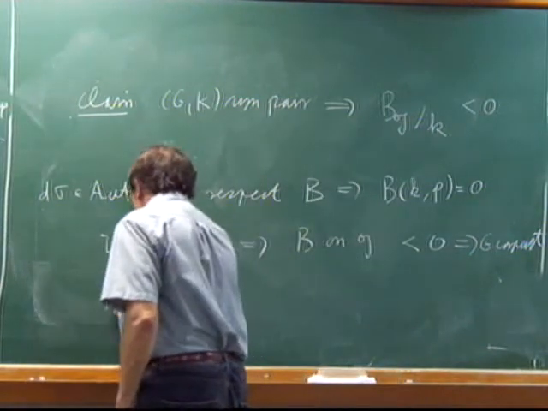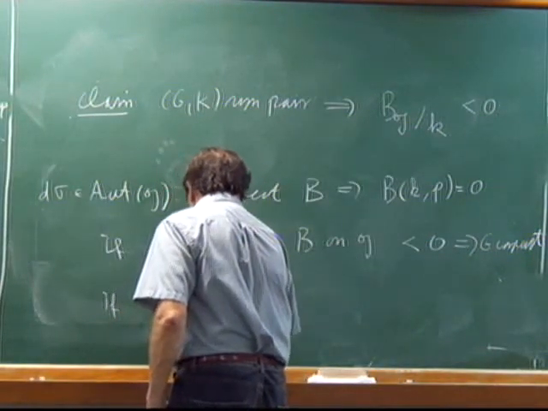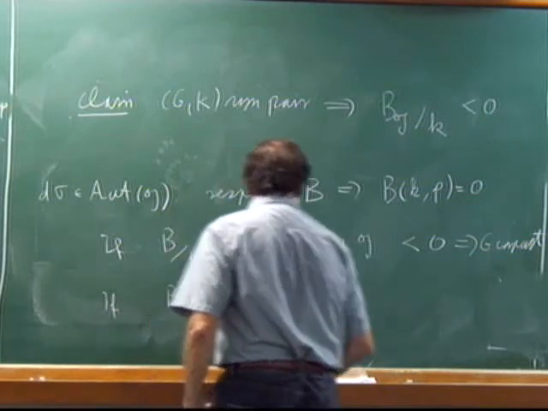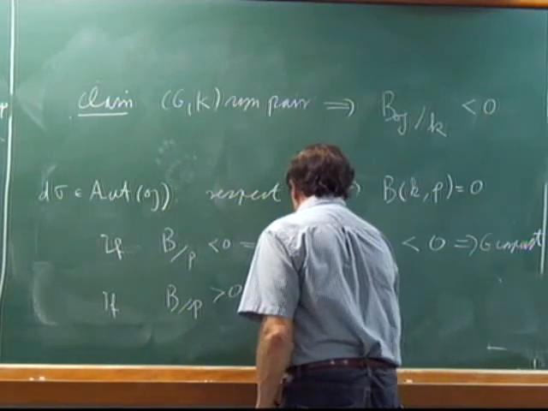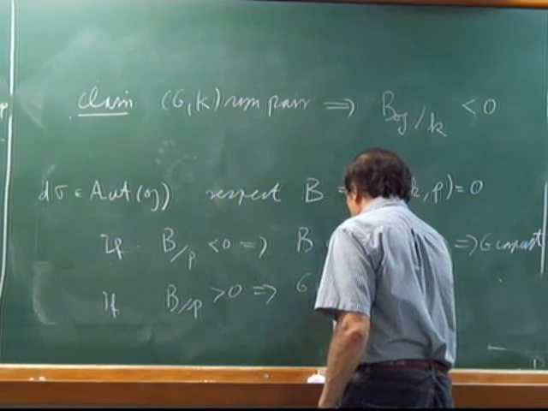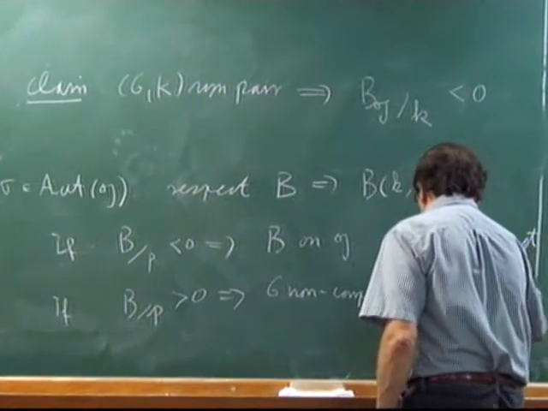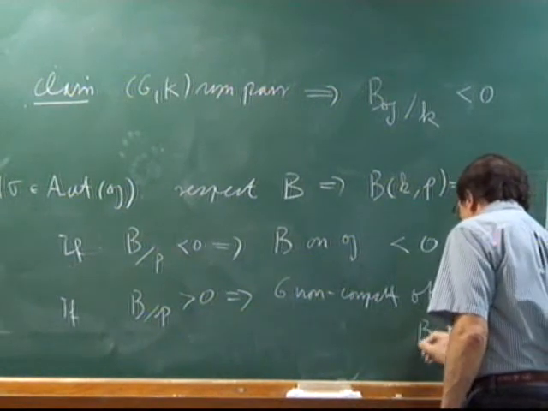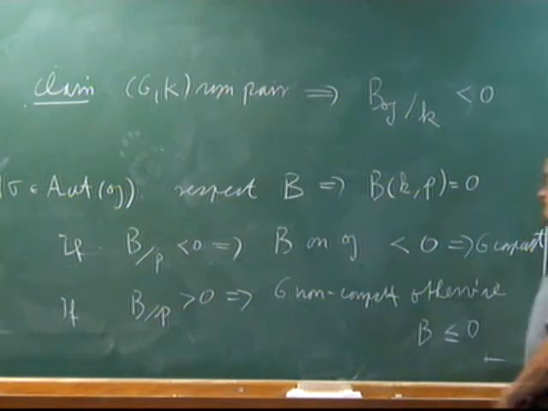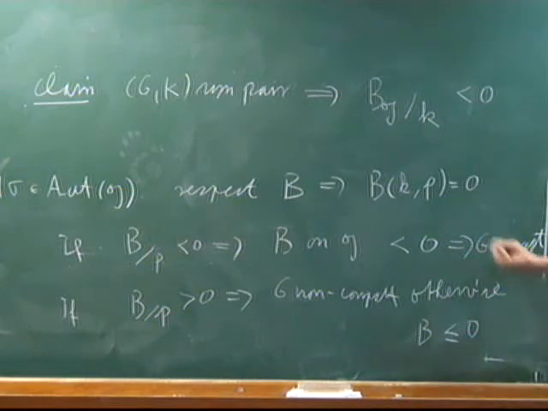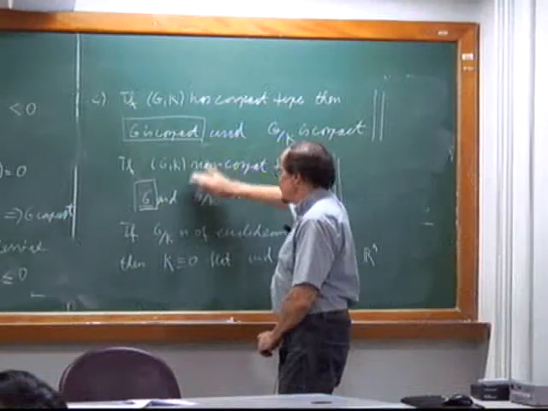Then if B on P is positive definite, this implies G is non-compact, since otherwise B would be smaller or equal to 0. Right, so it's positive here, negative here, and they're orthogonal. Can't be compact. So the claim indeed implies these two statements.